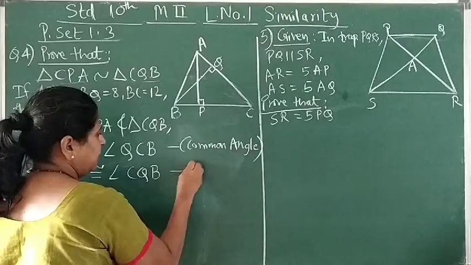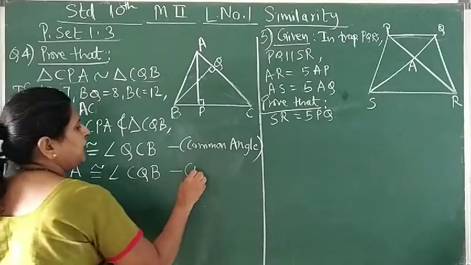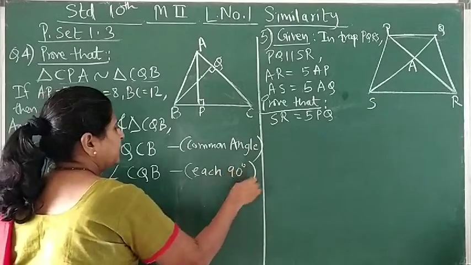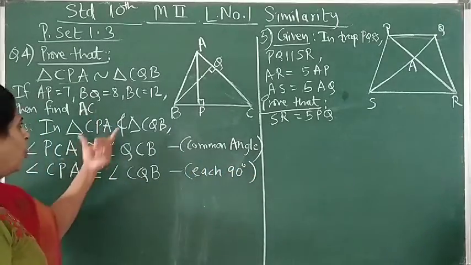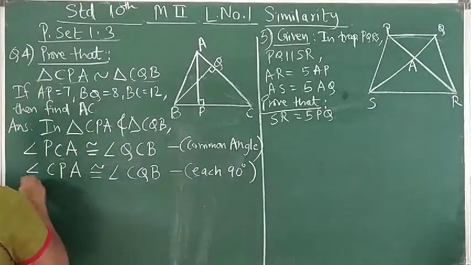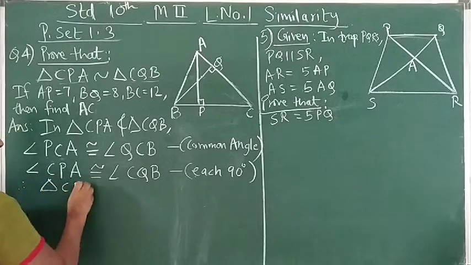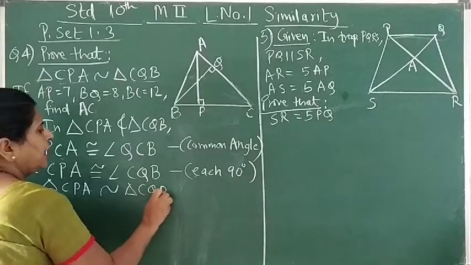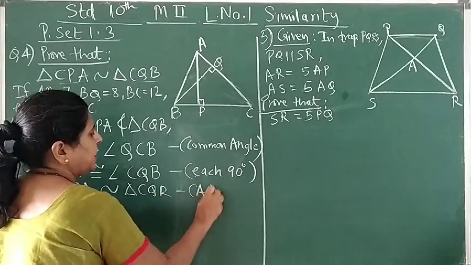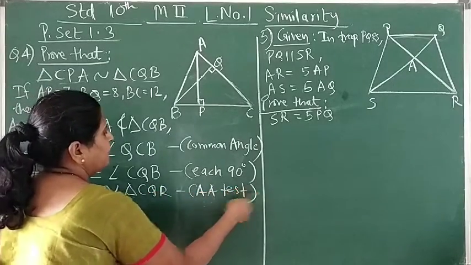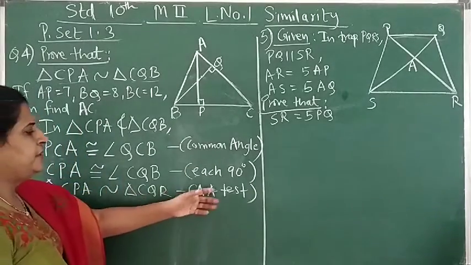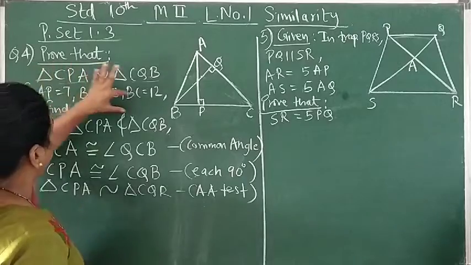This is the reason, and here the reason is each 90 degree. So with this reason, these two angles are congruent in these two triangles, and therefore triangle CPA is similar to triangle CQB, and by which test? It is a test of similarity when we are proving similar. Now, let's see how to find AC.